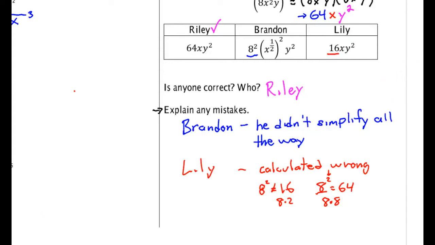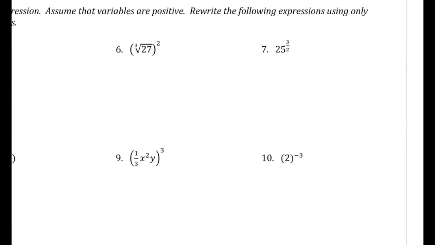Let's continue to the back. Start part 2.